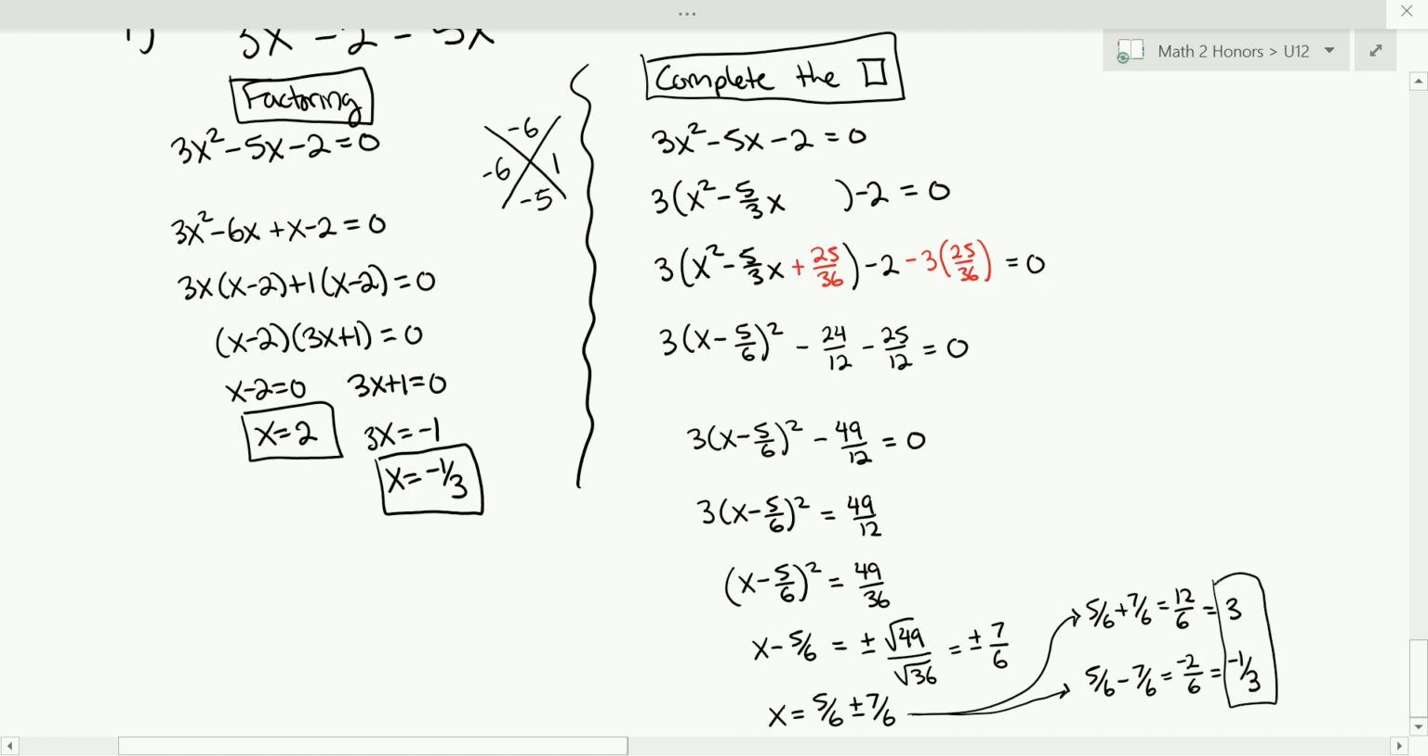What are the two answers you guys are getting? 2 and negative 1/3. Completing the square should be hard on this one. Okay. And you're going to feel it when you're doing that. I will show you, I've done factoring and completing the square. I will put that up here. If you're working though, you don't have to look at it. I'm just going to show you the work right now.